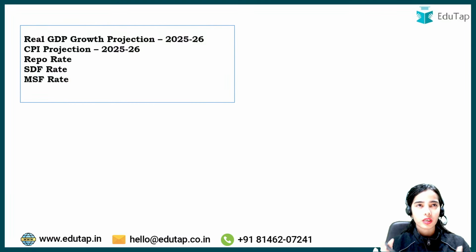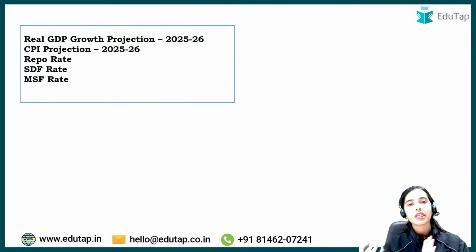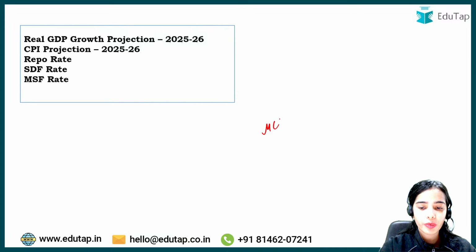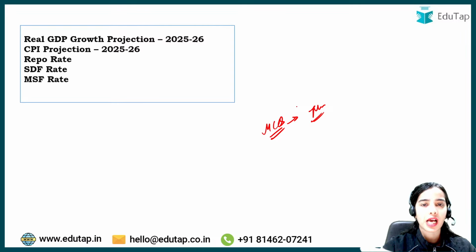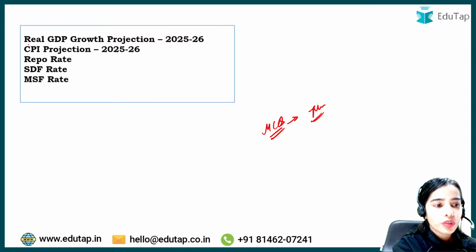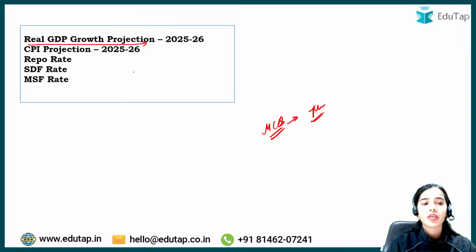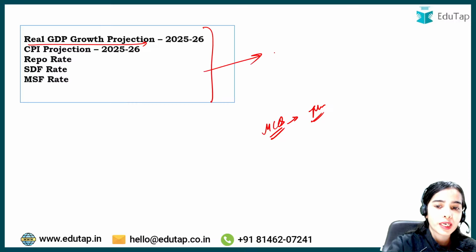The MCQ-based questions from this article, I will bring in the marathon session that will happen on the 15th. For now, you have to tell me what the real GDP growth projection for 2025-26 is, what the CPI projection for 2025-26 is, and the repo rate, SDF rate and MSF rate that have been notified in the October Monetary Policy Committee meeting.